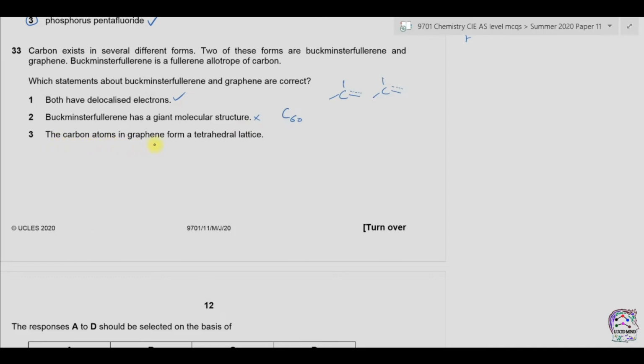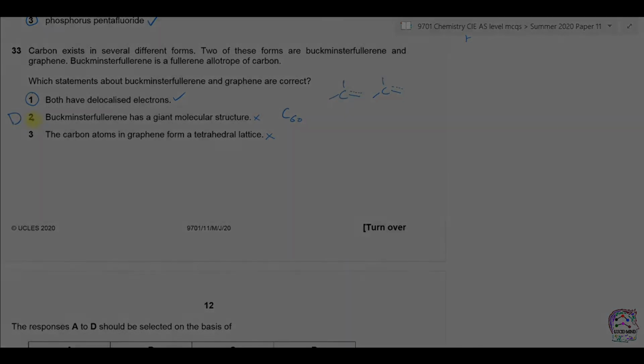Third one says the carbon atoms in graphene forms a tetrahedral lattice. As we know that the carbon is making just 3 sigma bonds, so it is not tetrahedral, so this is also wrong. So the only option that is correct is 1. So the answer is D.